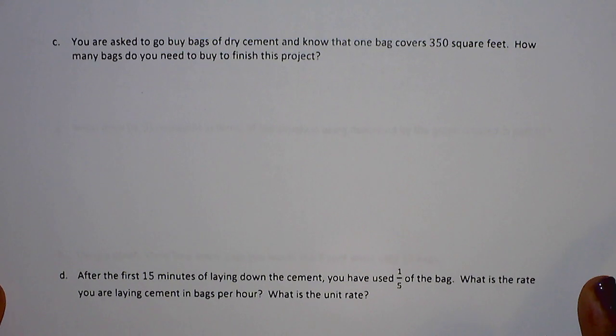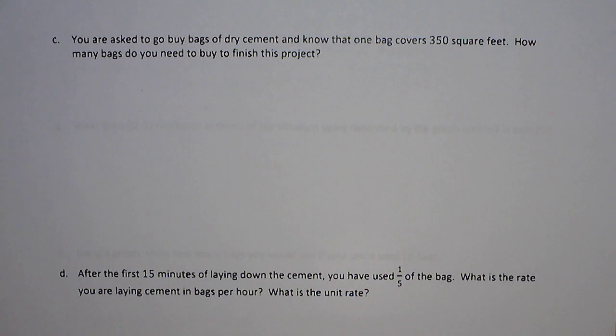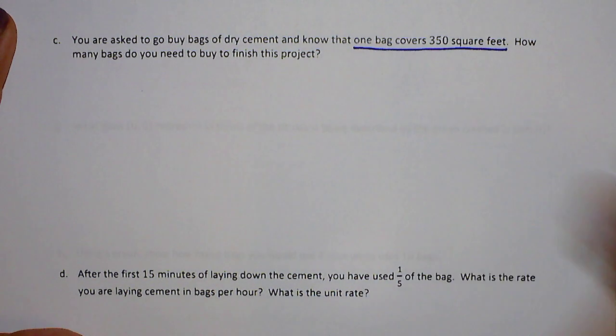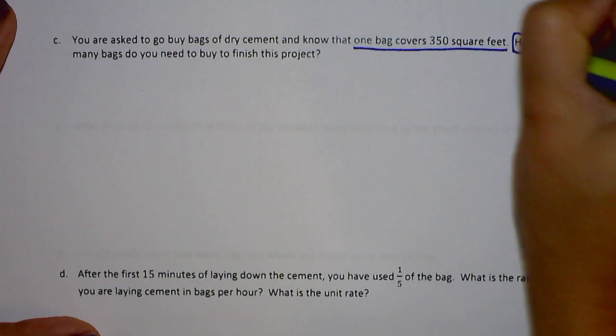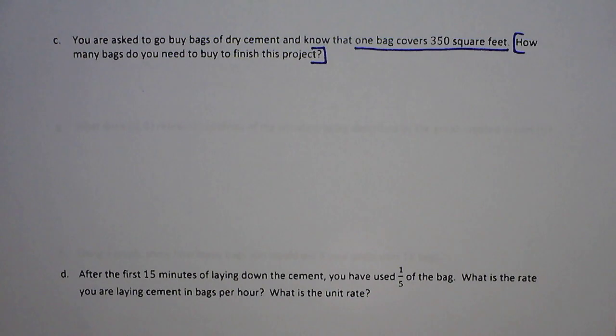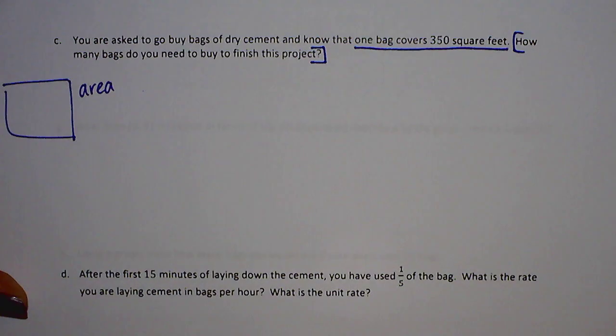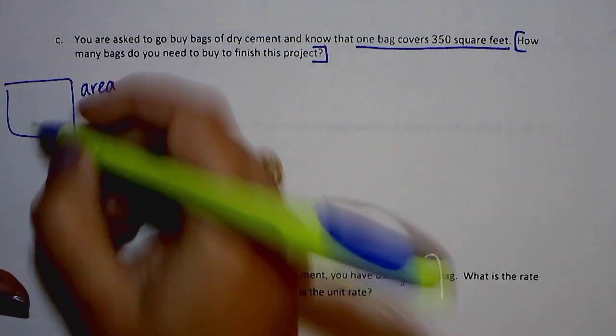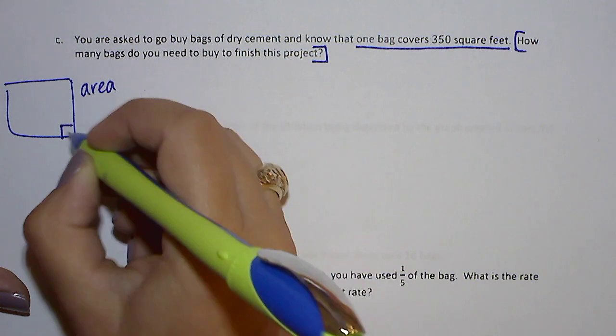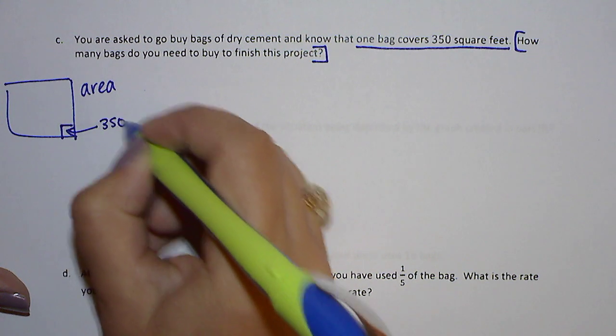Part C says you are asked to go buy bags of dry cement and know that 1 bag covers 350 square feet. How many bags do you need to finish this project? This question is asking: if I know the total area of the foundation, how many bags will cover that area? So I know that the total foundation has some sort of area, and that a bag will cover 350 square feet.